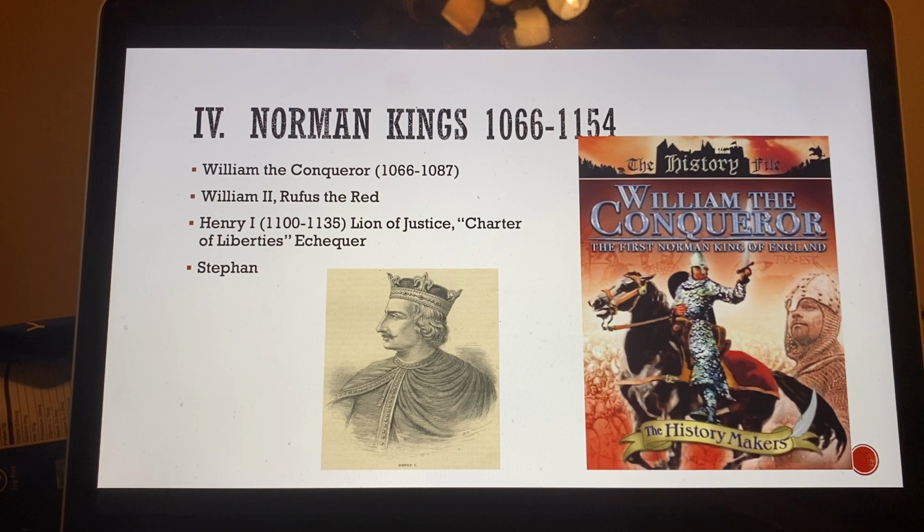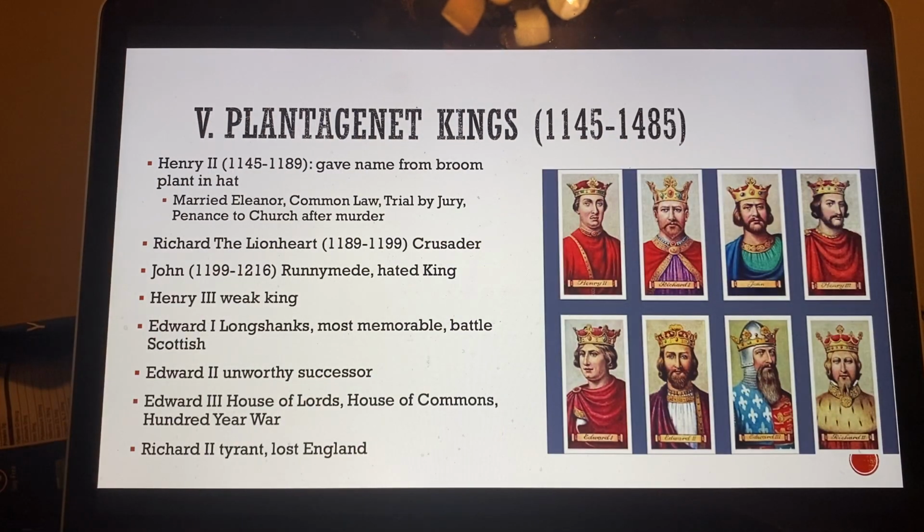And then we have his son, William II, Rufus the Red, called Rufus the Red. Henry I was the Lion of Justice, remember the Charter of Liberties, basically starting the beginnings of the Magna Carta. And then Stephen, onto the Plantagenet kings, I always say that wrong, because he had a plant, remember, his grandfather had a plant in his hat. I don't know. That's what they say.